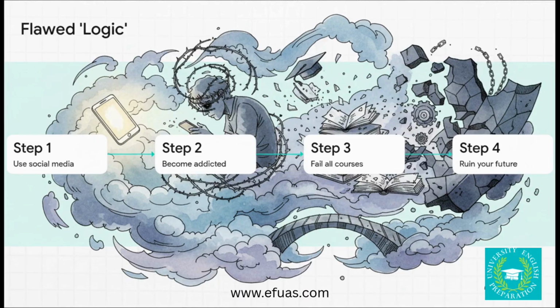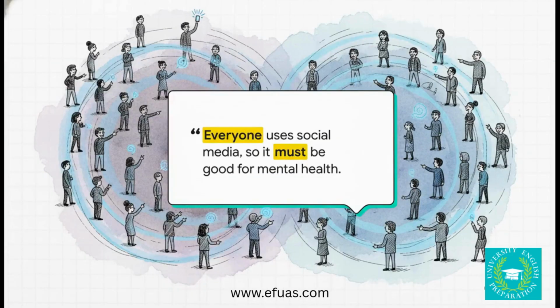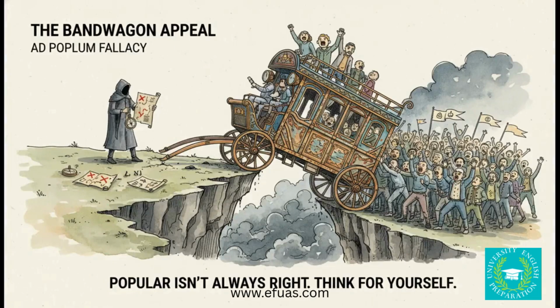Is it possible that social media could be a distraction? Of course. But does it automatically mean you'll ruin your entire future? That's a massive claim with zero evidence. All right, our final trap for today. This one relies on good old-fashioned peer pressure. It sounds persuasive because, hey, nobody wants to feel left out. This is the ad populum fallacy, but you probably know it as the bandwagon argument. It works on one simple but totally flawed idea. If a lot of people believe it, then it must be true.